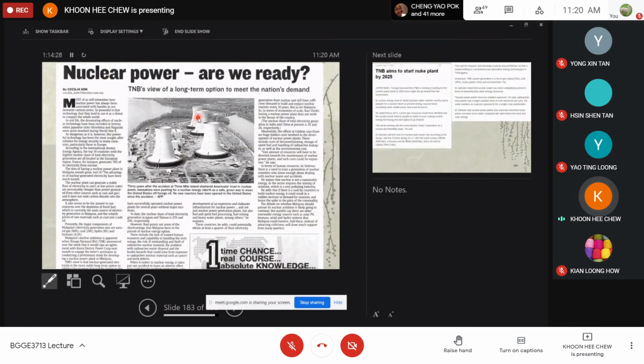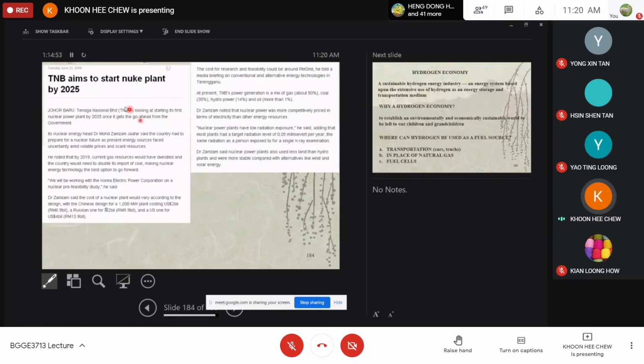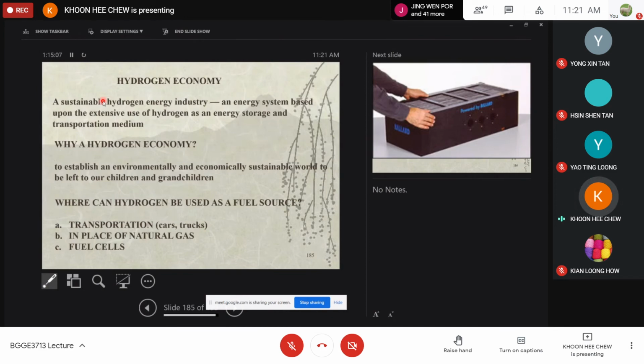Nuclear power, are we ready? What do you think? Is Malaysia ready for a nuclear power plant? Oh, no. There is a mix. I asked this to other groups. Yeah, one of your tutorial questions to try out is this. There are mixed opinions. Some say yes, some say no. So it depends on which angle, which perspective you are looking from, right? And there is news saying that TNB aims to start a nuclear plant by 2025. In another 4 years, we are going to start building a nuclear power plant. Okay, whether it will be put aside like the previous plan or not, we do not know, right? So that's all for nuclear energy.